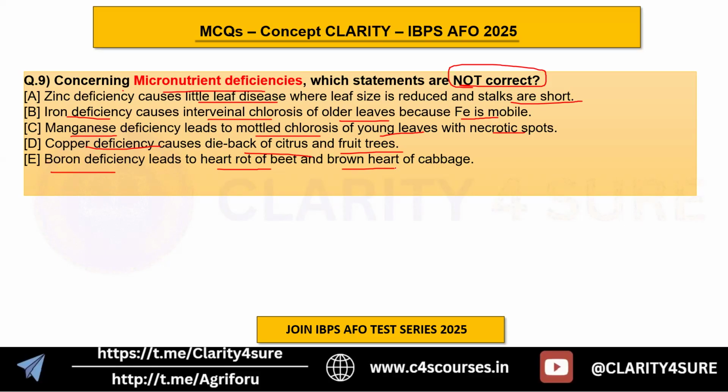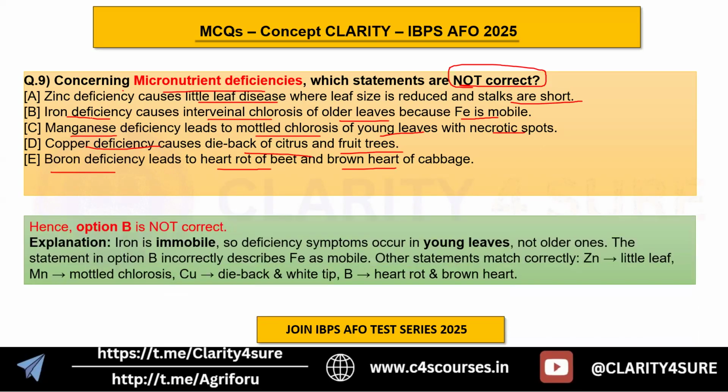Okay, so most of you must be familiar with the physiological disorders of the micronutrients. Okay, so the correct answer here would be option B, which is not correct regarding the iron deficiency, because iron is an immobile nutrient, and so the deficiency symptoms occur in the young leaves, which we have discussed earlier in the very first slide. Okay, and statement B is incorrect because it describes iron as mobile, which is again, it is an immobile nutrient.